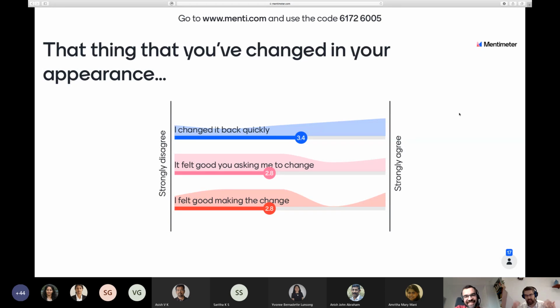Okay, so just that small change. Most people actually changed it back quickly. And in terms of did it feel good, for me asking for the change, people are generally in the middle, but slightly more in the disagree. Who are you to ask me to make a change? And then how did you actually feel making that change? It's in the middle, but it's slightly more to the disagree.